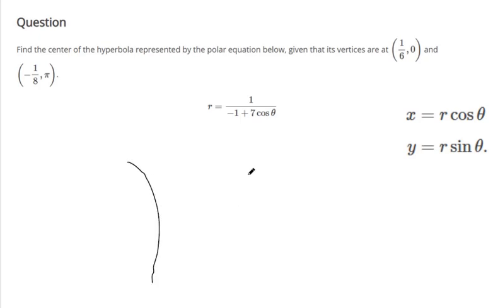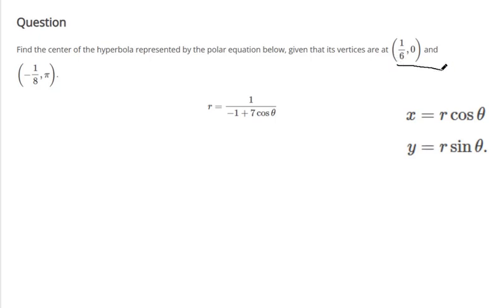So we got a hyperbola. We need to find the center of that hyperbola. We're given these two vertices. So all we have to do is find out what these two vertices are in Cartesian coordinates, and then we can just find the average between the two, and that'll be the center that we need. Right now they're in polar coordinates.